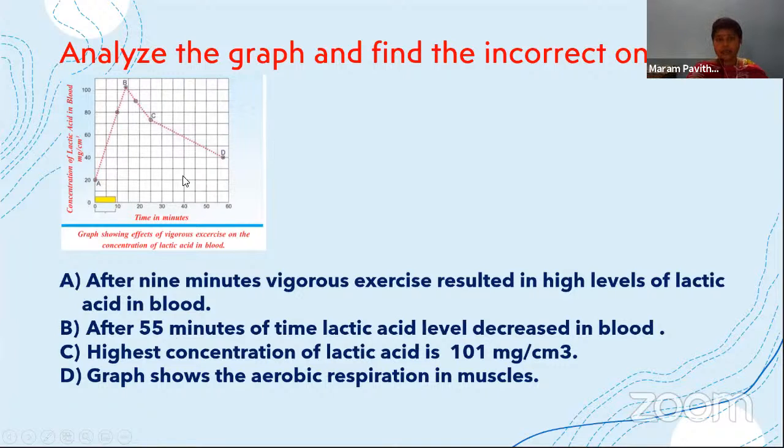Is it correct, children? Because of aerobic respiration, what are the substances produced? Water and carbon dioxide. Lactic acid is produced in which respiration? Anaerobic respiration. So this is the wrong answer. We have to find the incorrect one, so the wrong answer is option D.